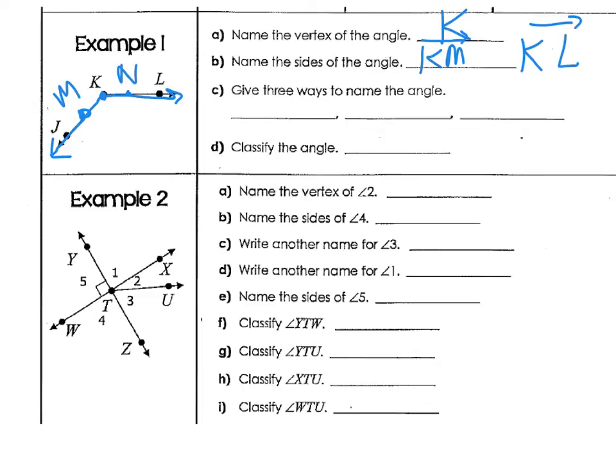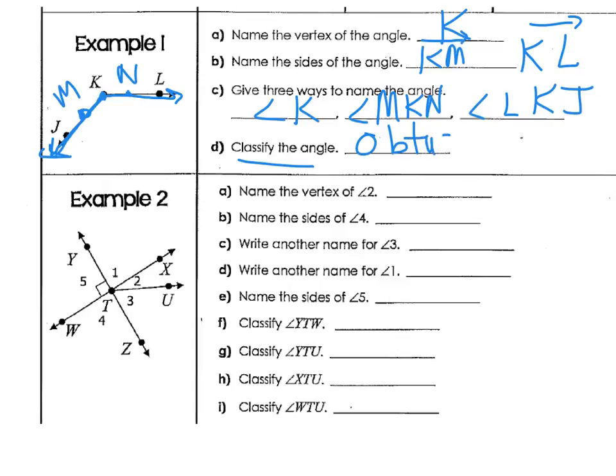Three ways to name the angle. There's only one angle here, so I could say angle K. K always has to be in the middle. Then use 1 point from each side of the ray. So this could be angle KMN, or it could be angle LKJ. There's several you could have there. Classify means is it right, acute, or obtuse? That looks like it is bigger than 90, so that would be an obtuse angle.